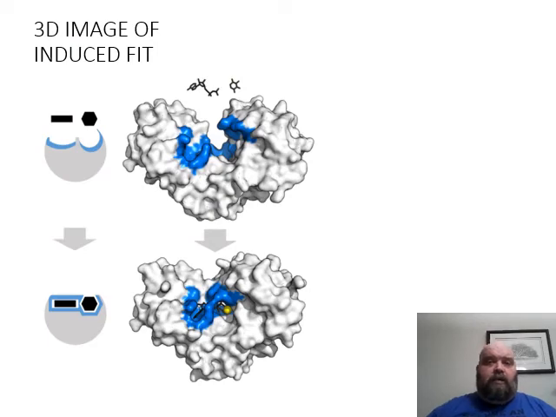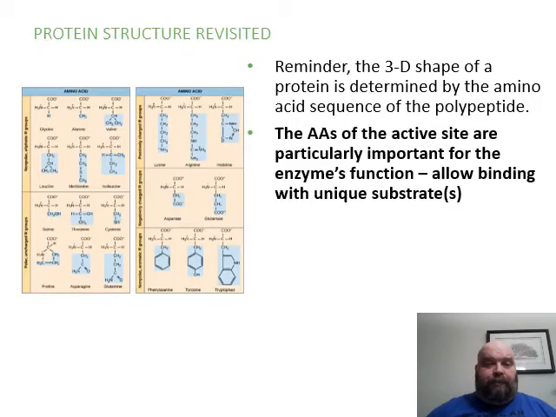You can see here in this computer topography showing that the shape of the enzyme will change when the substrates enter into the active site. The enzyme will fold around, bringing more of the active site into play.